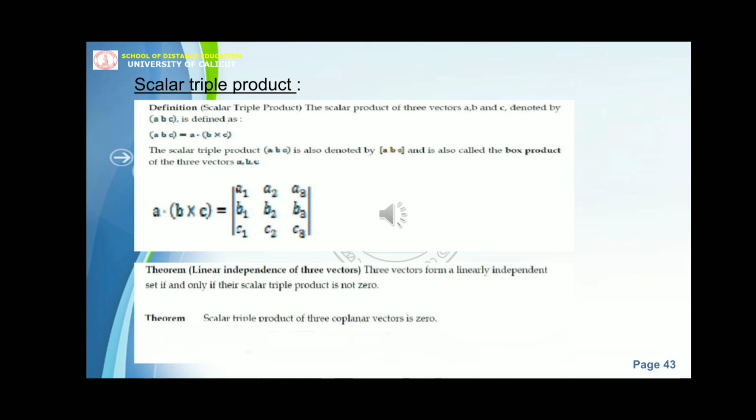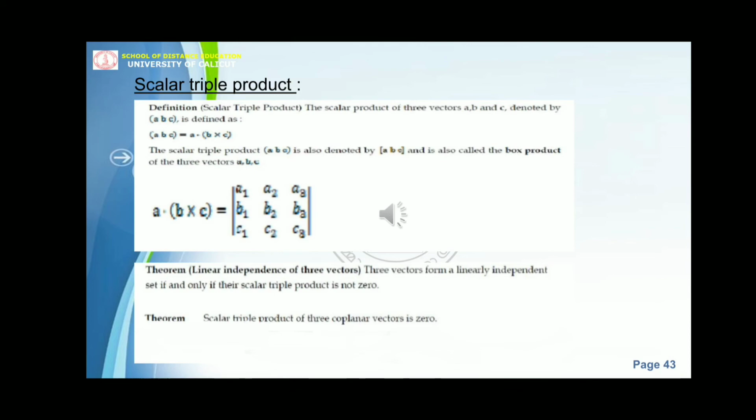Now we have two theorems. The first theorem states that three vectors are linearly independent if and only if their scalar triple product is non-zero. So if we are given three vectors A, B and C, to check if they are linearly independent, we have to just find out their scalar triple product. If it is not equal to 0, they are linearly independent. If it is equal to 0, they are not linearly independent.